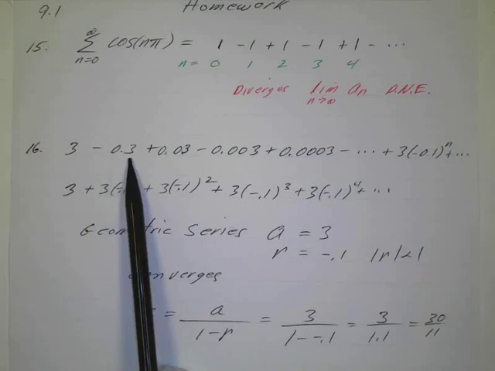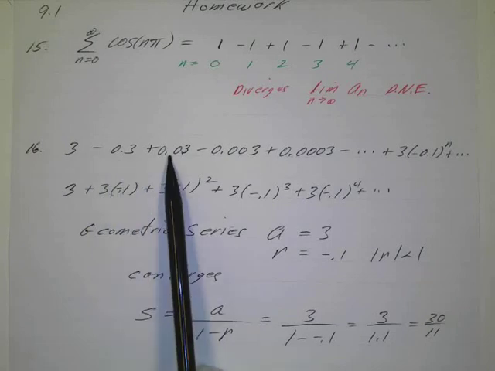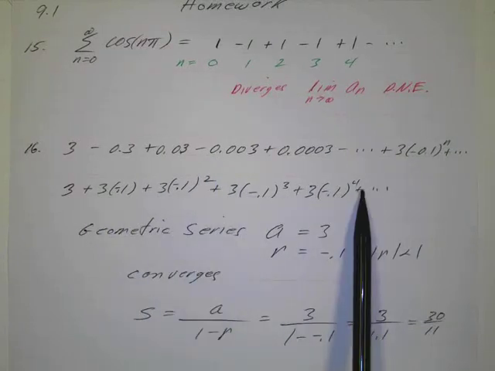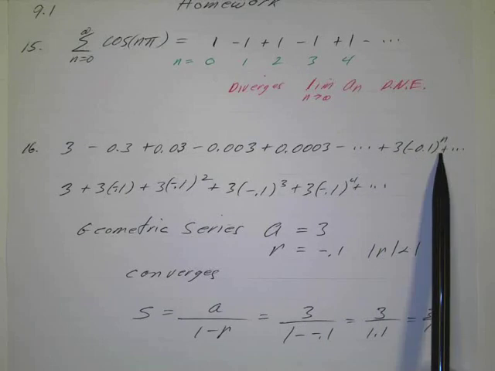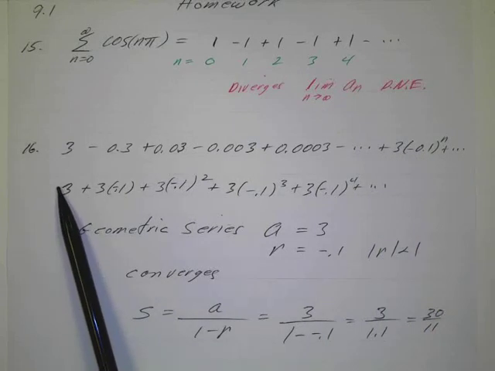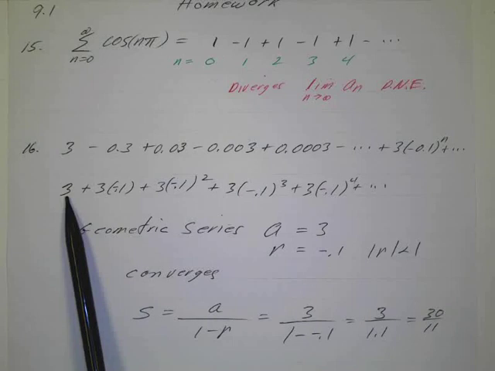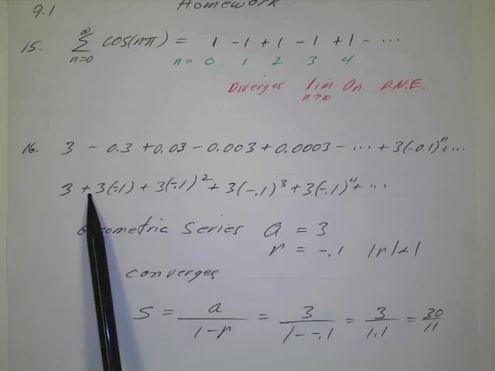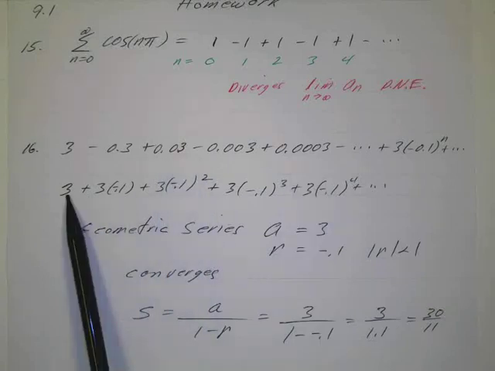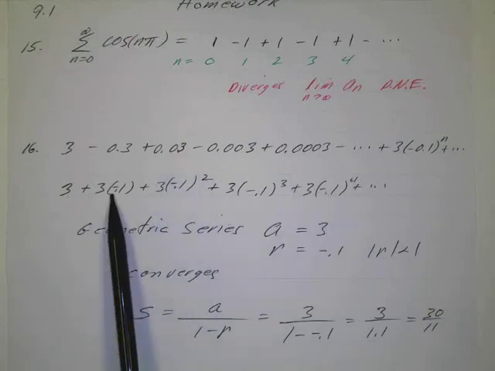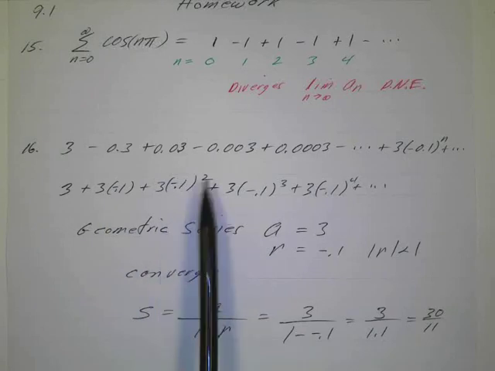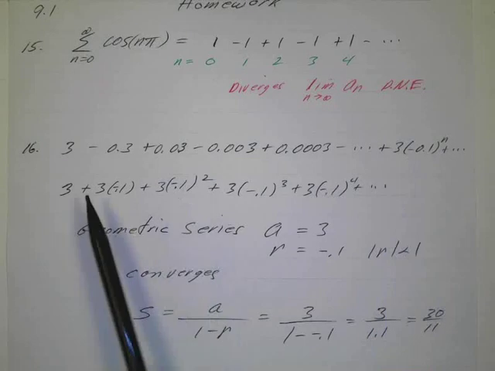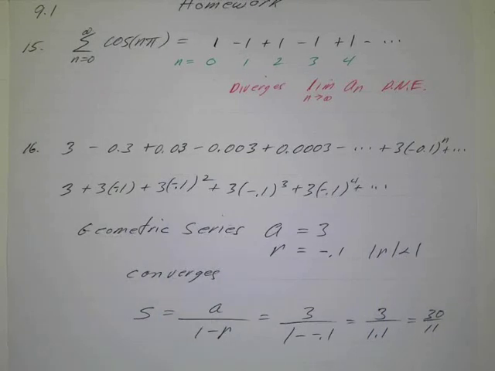Okay, let's take a look at number 16. These are my terms: 3, negative 0.3, 0.03, etc. They actually gave you the nth term, but I wrote these out to take a look at it. It looks like what we have is a geometric series where a sub 1, the first term, is 3, and the ratio is negative 0.1. I wrote it out so you can see this is 3 times negative 0.1, and 3 times negative 0.1 squared, etc., which follows this pattern. So my common ratio is negative 0.1; I just keep multiplying by a tenth.